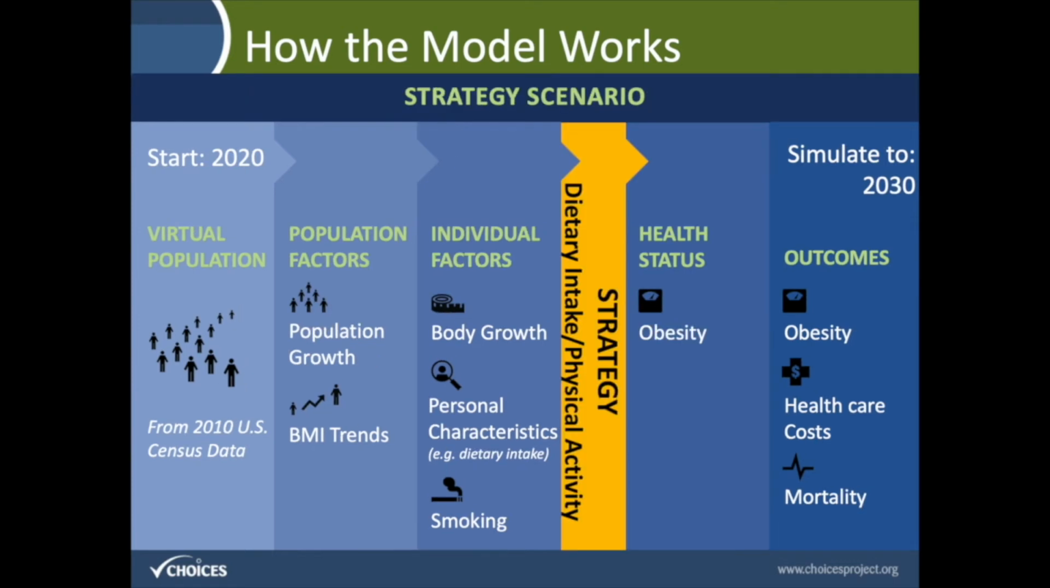In the strategy or intervention scenario, we repeat the same process, but we've changed something. So we have some impact usually on dietary intake or physical activity that's going to modify the underlying weight trajectories for each individual in the model. We look at how this will then play out into the population level obesity prevalence and what impact that has on mortality, quality adjusted life years, and healthcare costs.